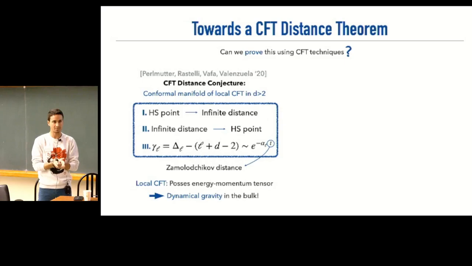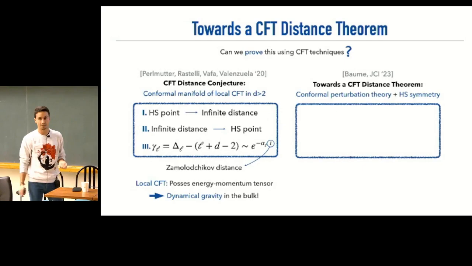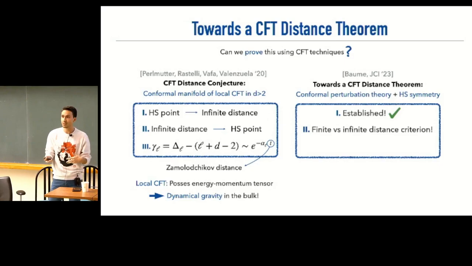And in fact, in this paper, we combine conformal perturbation theory with higher spin symmetry to, most importantly, establish the first part. So we can really prove that any higher spin point should be at infinite distance. But not only that: for point two, we cannot say much, but we have a finite versus infinite distance criterion that essentially takes the question, is this point at infinite or finite distance, and translates it into information about the CFT data, something you can try to get constraints on.